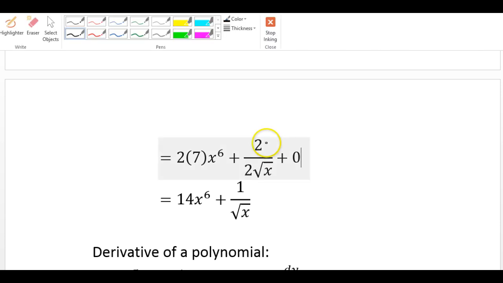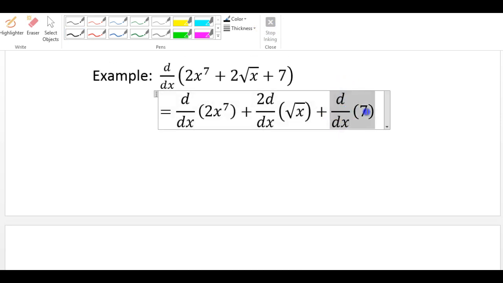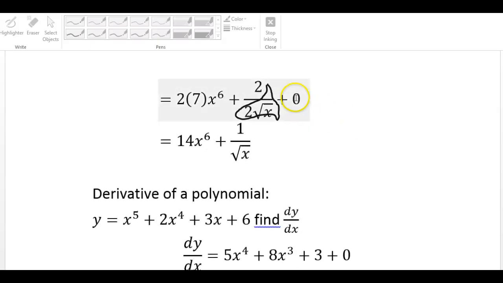So this part is the derivative of the square root x, 1 over 2 square root x, and then finally you have this part, the derivative of 7. Derivative of 7 is a constant by itself, not a constant multiple, but a constant by itself, and the derivative is 0. The final answer will be 2 times 7 is 14 times x to the 6. The 2 and the 2 will cancel off here, right? So this 2 will cancel off with this 2, leaving 1 over square root x behind, and then plus 0.